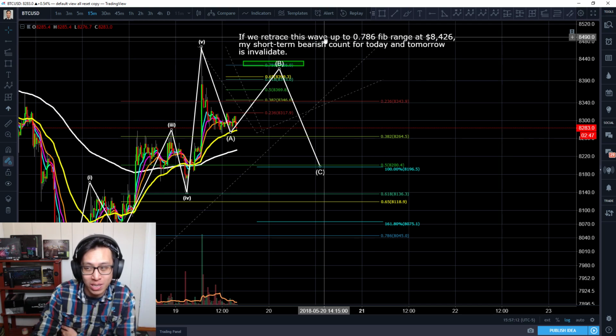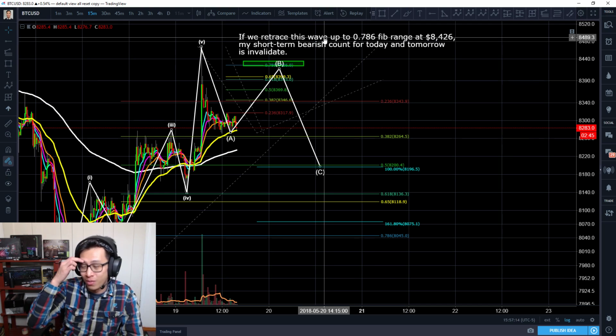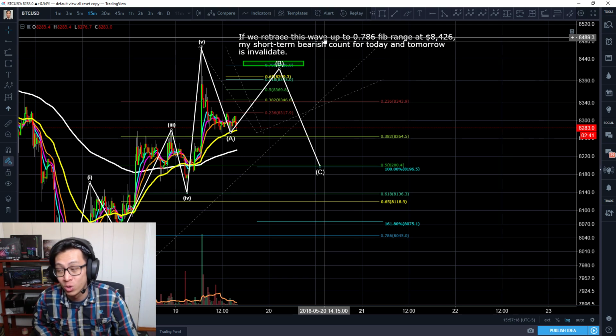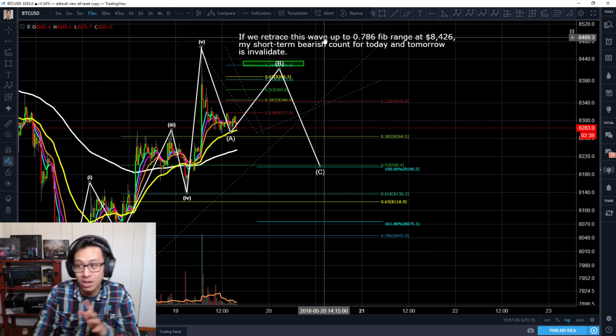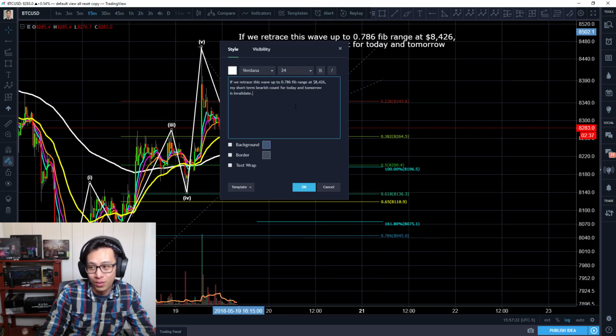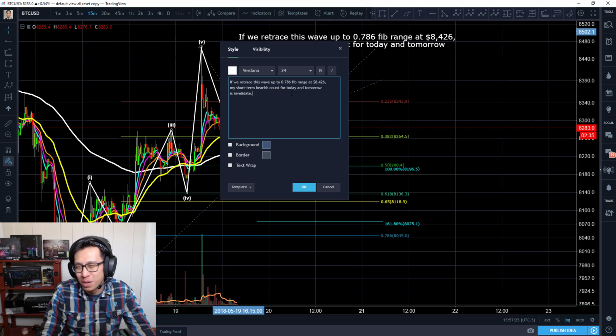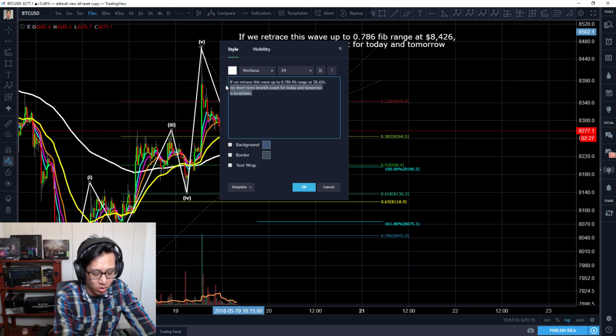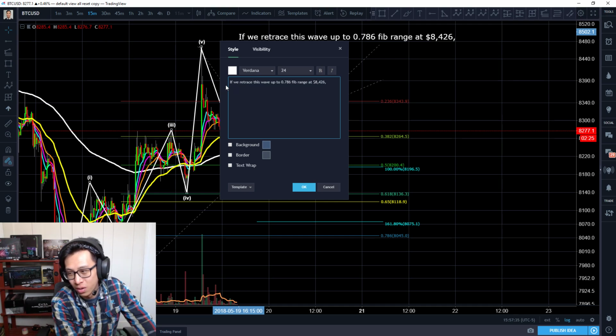So if we retrace this wave up to the 0.786 Fib region at 84.26, my short-term bearish count for today and tomorrow is invalidated. Though, actually, I don't want to say that, okay? My short-term bearish count, 84.26 range, this is where it can get confusing. That's the truth, okay?